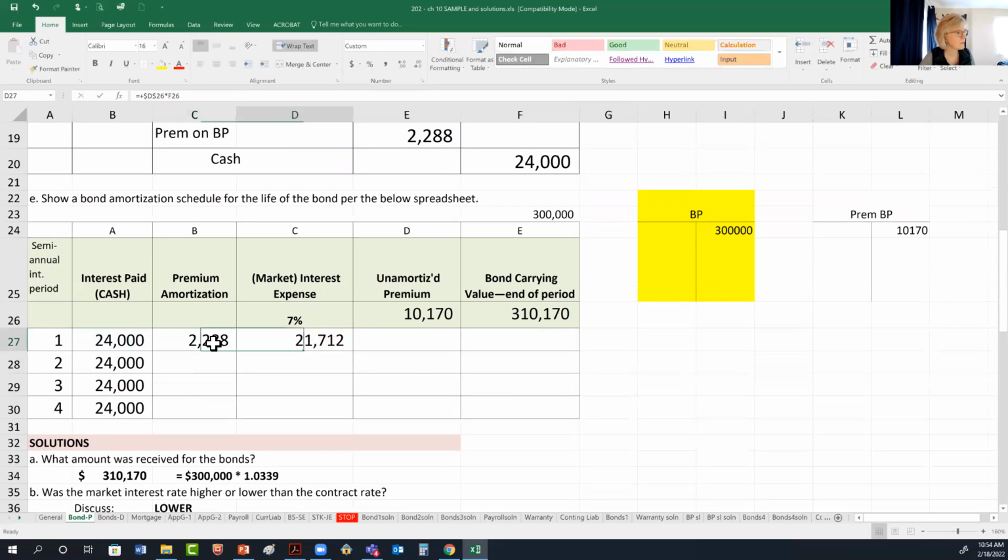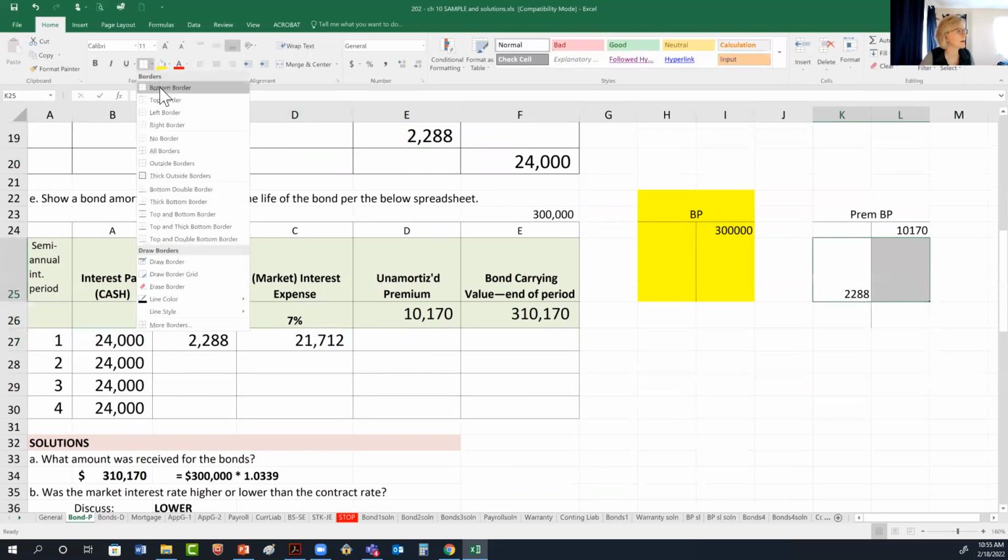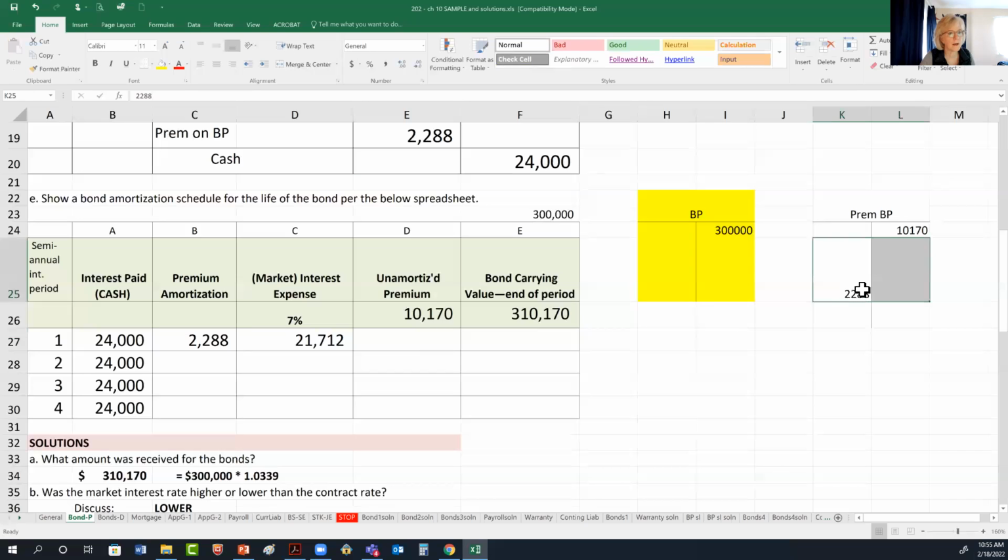Okay. So now we're saying we've written down this bond by 2,288. We've debited the premium 2,288. And now the current balance in the premium account is 10,000 minus 2,288. So it's gone down. Okay.